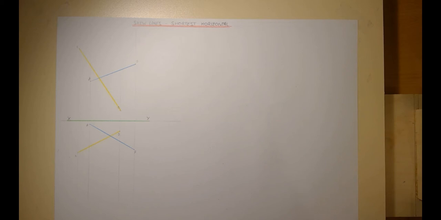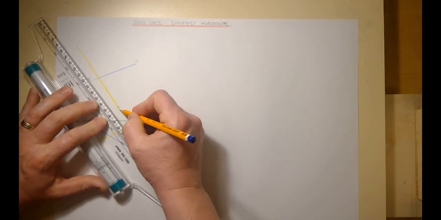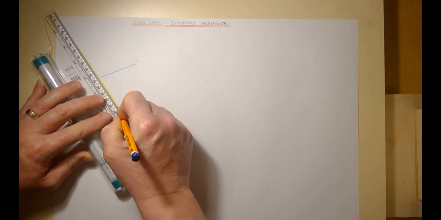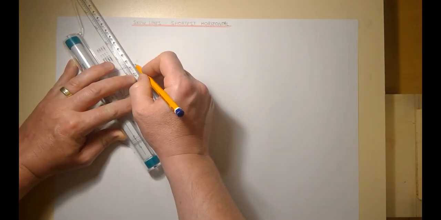From one point on one of our lines, we go parallel to the other line. For example, in this one I'm going to pick the point B and go parallel to the line CD from the point B. You can set up your sliding set squares; I'm using the rolling ruler. I set it up parallel to the line CD and then run that off point B.